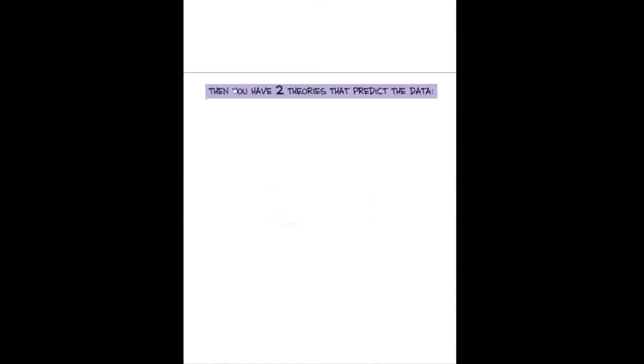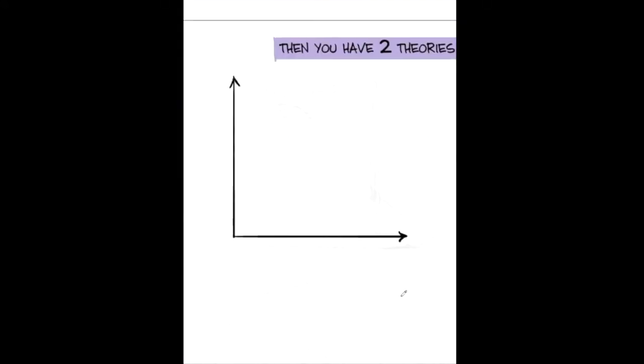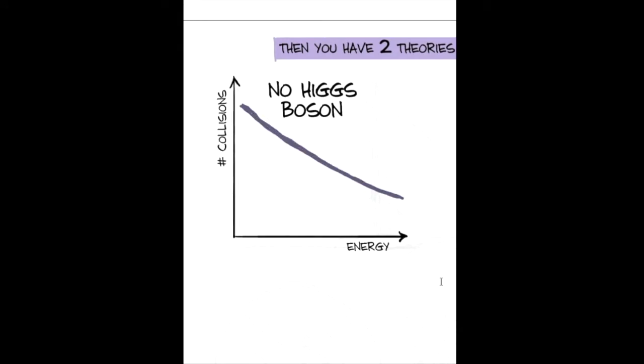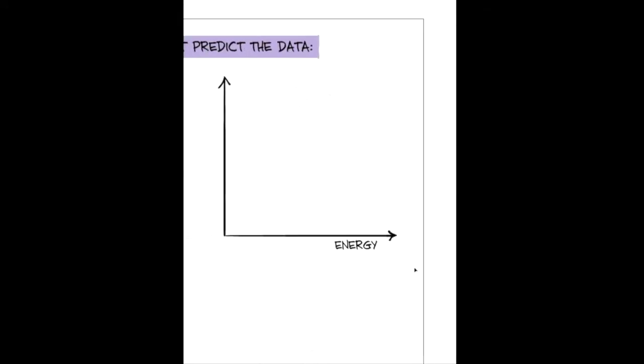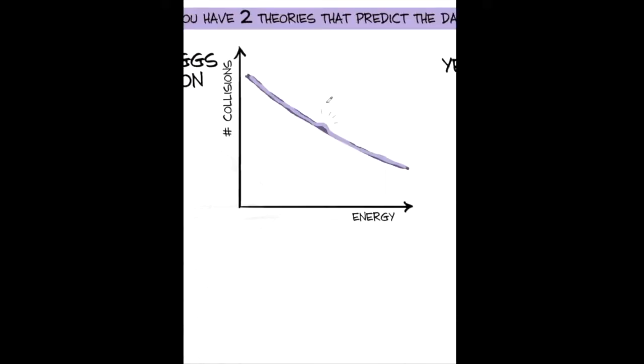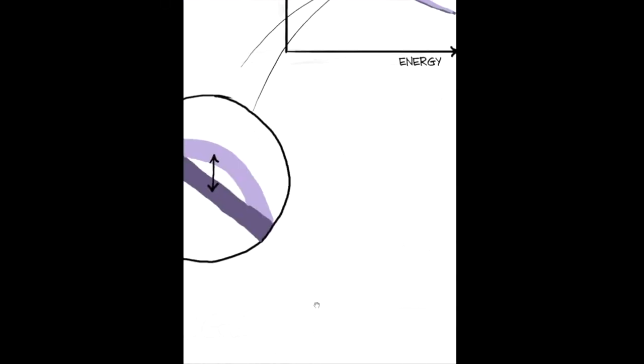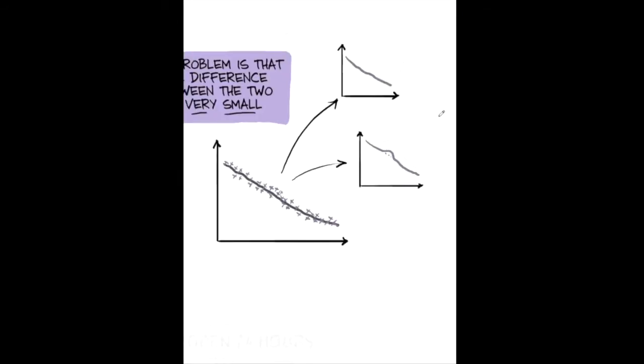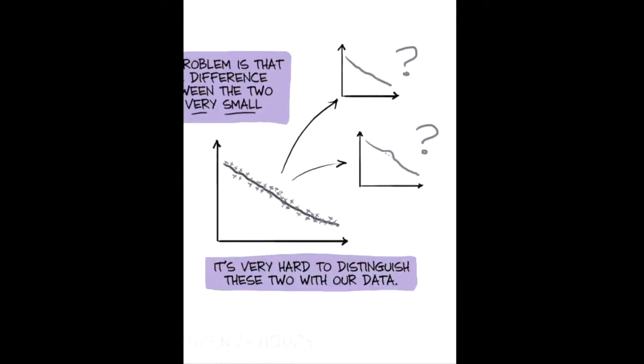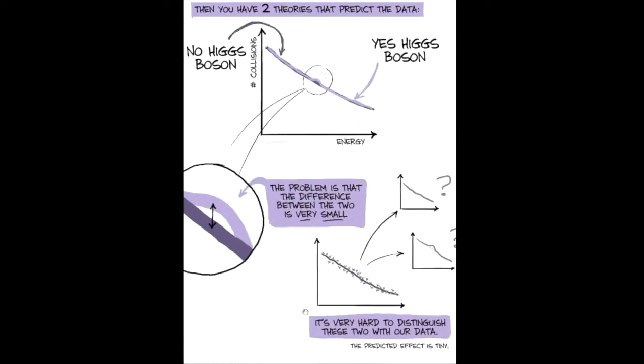And then you have 2 theories, right, that predict the data. One says, well, I'm going to predict there's no Higgs boson, so the data should fall along this line. And the other is I'm going to predict that plus a Higgs boson. And the problem is the difference between these two theories is very small. And so it's very hard to distinguish these two with our data because the predicted effect is tiny, right? If the predicted effect were huge, it'd be very easy to tell the difference between with Higgs boson or not with Higgs boson. But the predicted effect is tiny, and so it's really hard to see.